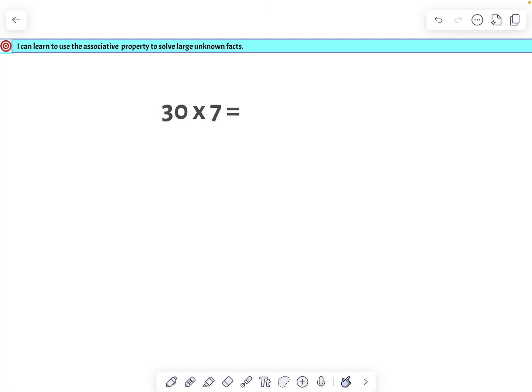Here, we are going to actually break apart the 30 into two factors that are easier to multiply. So I'm going to say that 30 is the same thing as 10 times 3. And then, of course, we have to multiply by 7. Now I'm going to use my associative property. I'm going to leave my factors in the same order, but I'm going to change the association. So now I'm going to associate 3 with 7. Now that tells me 3 times 7 is 21.